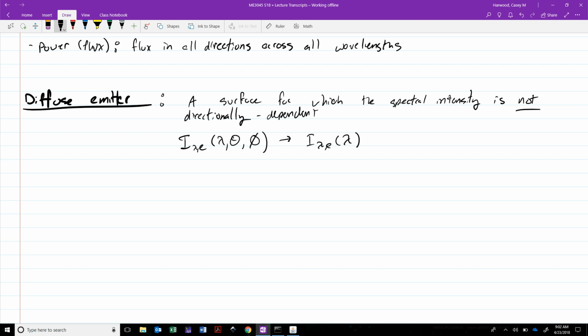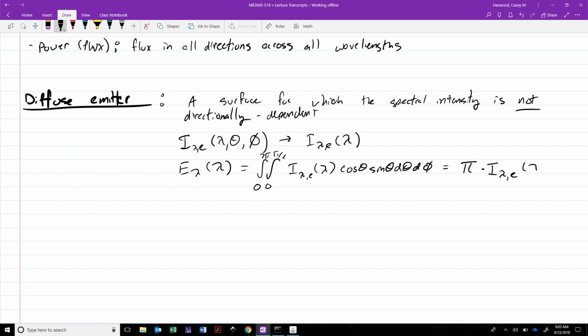And when we have this thing called a diffuse emitter, we can write E lambda, our spectral emissive power, which now is a function of lambda, as that same integral, 0 to 2 pi, 0 to pi over 2, of I lambda E lambda cosine theta sine theta d theta d phi, and this will simply work out to be pi times I lambda E. So when you hear something is a diffuse emitter, this integral becomes very simple, in terms of scaling up by that pi.